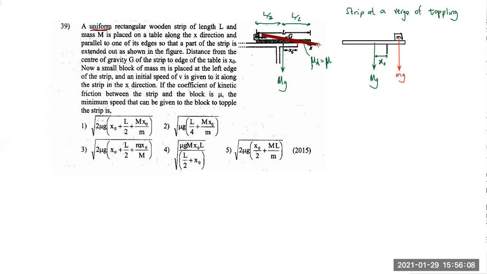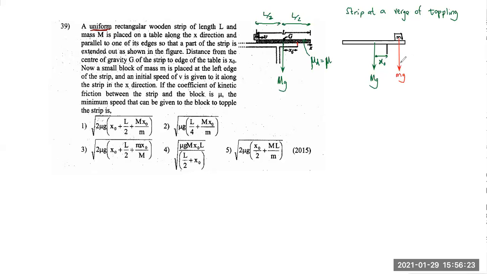When it starts toppling, it will do this. That means you can see the red color mark I have kept there. That is the hinge, or rather, that is the pivot actually. About that, it's going to topple. Right. So if the wooden strip is going to topple, what should happen?